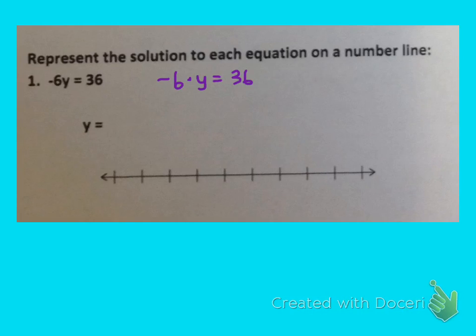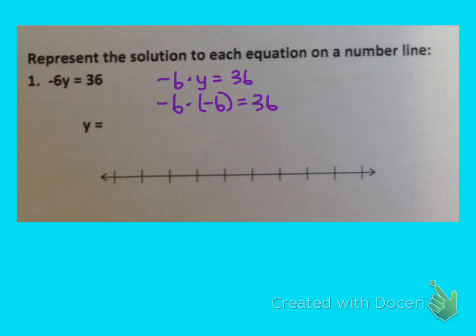Well, I know from way back at the beginning of the year that if I multiply two negatives together, I will get a positive. So y needs to be a negative number. Well, what times 6 equals 36? 6 times 6 equals 36. So if I do negative 6 times negative 6, that should give me a positive 36. Because remember, a negative times a negative is a positive, and 6 times 6 is 36.